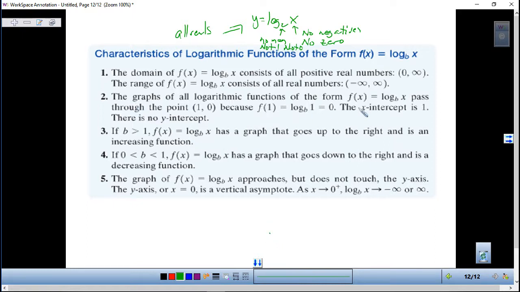Now the graphs of all logarithmic functions of the form f of x equals log base b of x pass through the point 1, 0, because f of 1 equals log base b of 1 equals 0. And notice that is the key point. That's the inverse of the key point 0, 1 on the exponential function. So the x-intercept is 1 and there is no y-intercept.